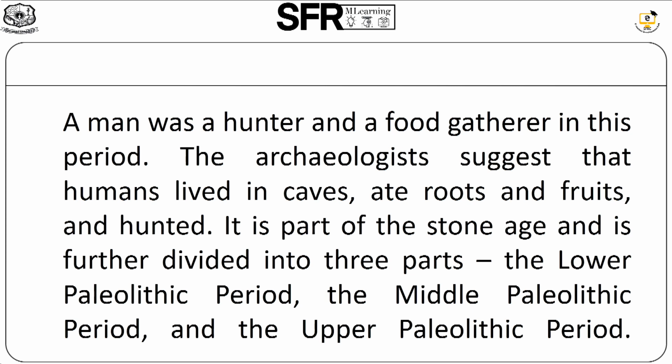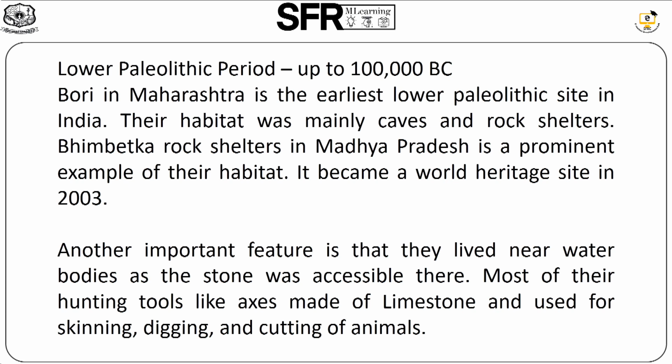It's a part of the Stone Age and is further divided into 3 parts. The Paleolithic age has been divided into 3 types: the lower Paleolithic, the middle Paleolithic and the upper Paleolithic period. The lower Paleolithic period witnessed up to 10,000 BC. A best example is Bori in Maharashtra, where a culture prevailed. It is the earliest lower Paleolithic site in India, and their habitat was mainly caves and rock shelters, not a house and not a thatched roof, etc.